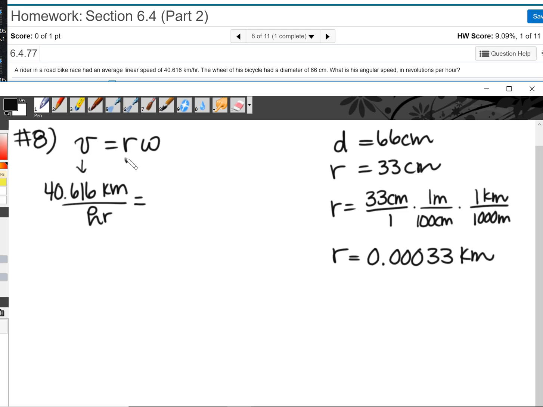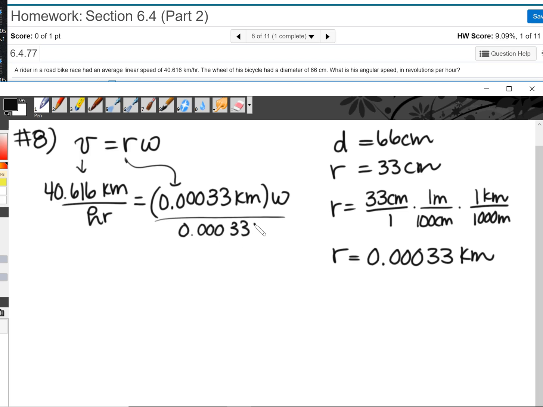So I'm going to put that in for this guy right here: 0.00033 kilometers times my angular speed, because that's what I want to know. What is this angular speed in revolutions per hour? I'm going to have some work to do with that, but for right now, I'm just going to leave it like this. I'm going to divide everything by the 0.00033 kilometers. I can think of that as multiplying by 1 over it. I'm doing 1 over it so you can see that my kilometers cancel.